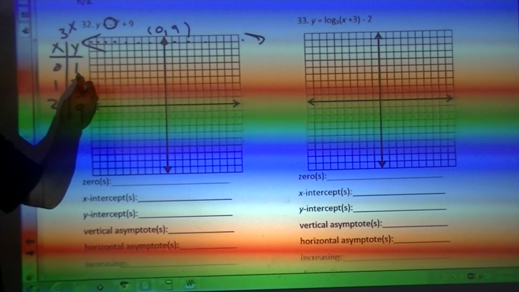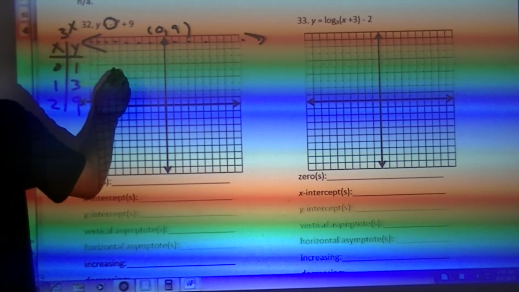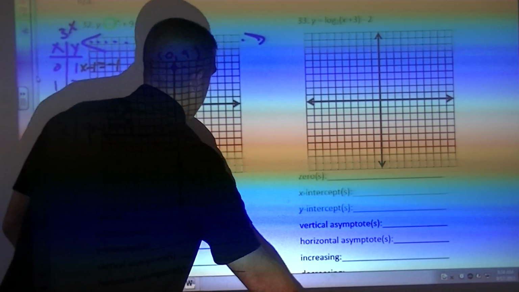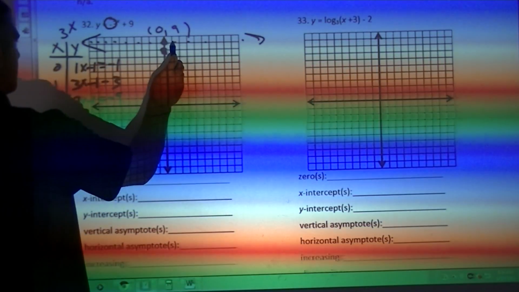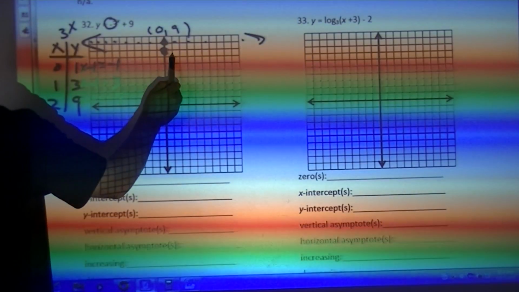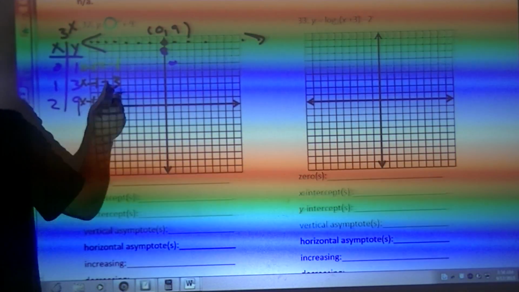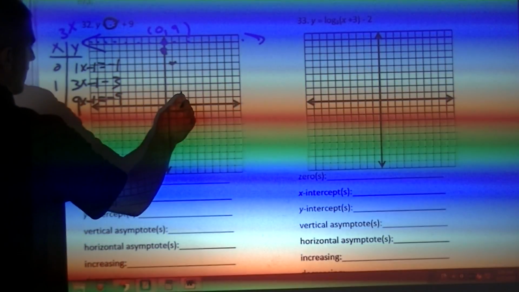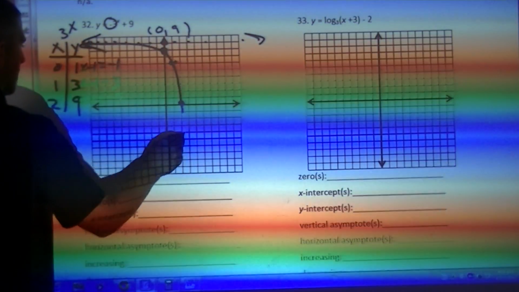Since I have that negative here, I'm going to multiply all these by negative 1. So that's negative 1, negative 3, negative 9. So I graph 0, negative 1. 1 to the right, 3 down. And then this is going to be 2 to the right, 9 down. So this is what this is going to be.